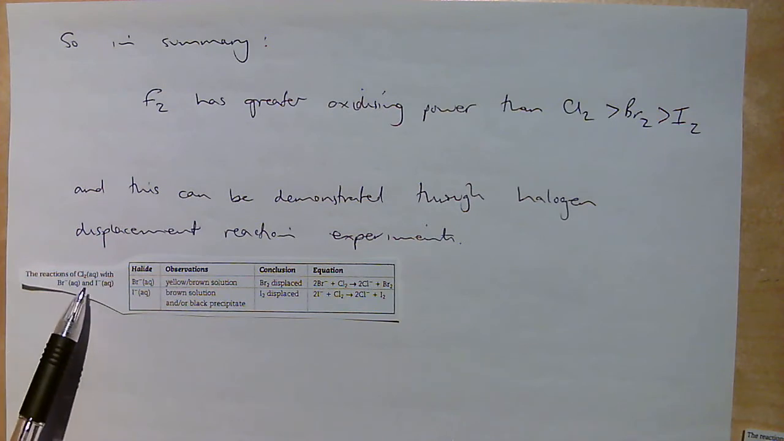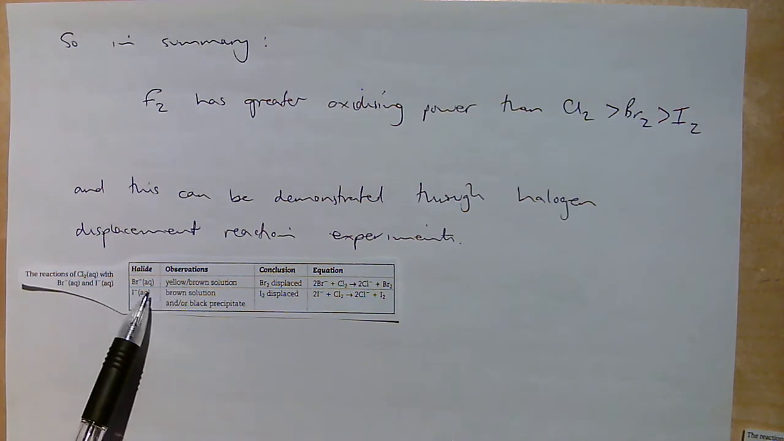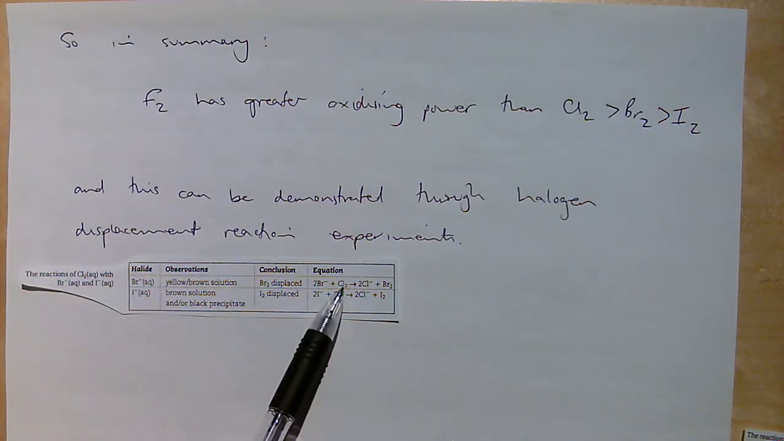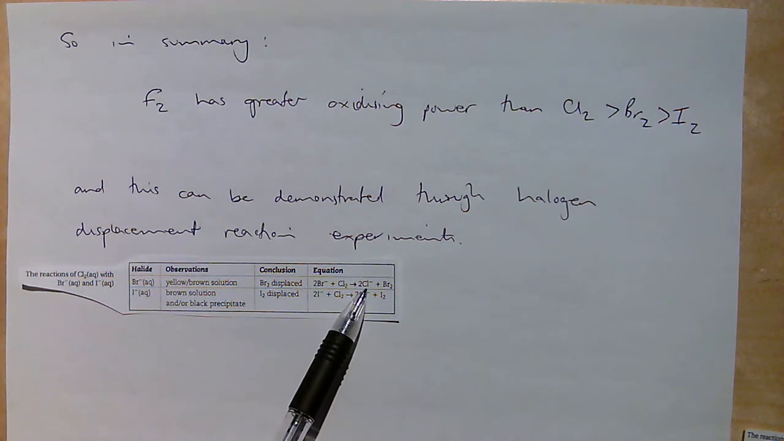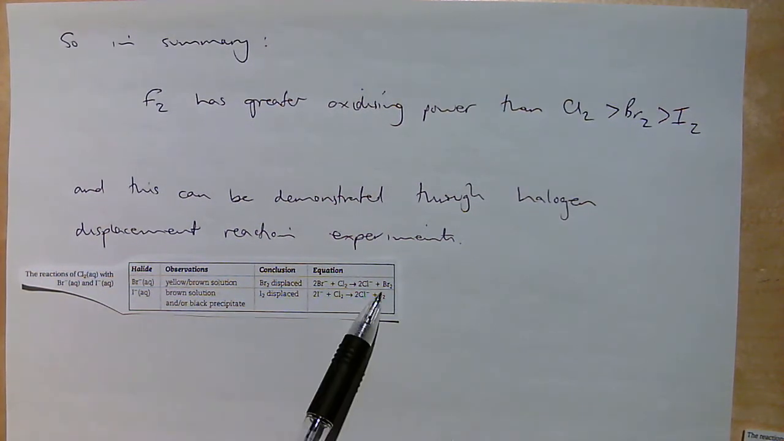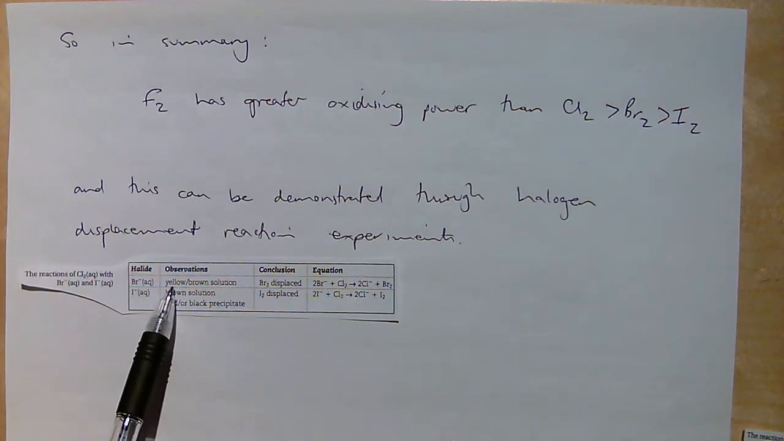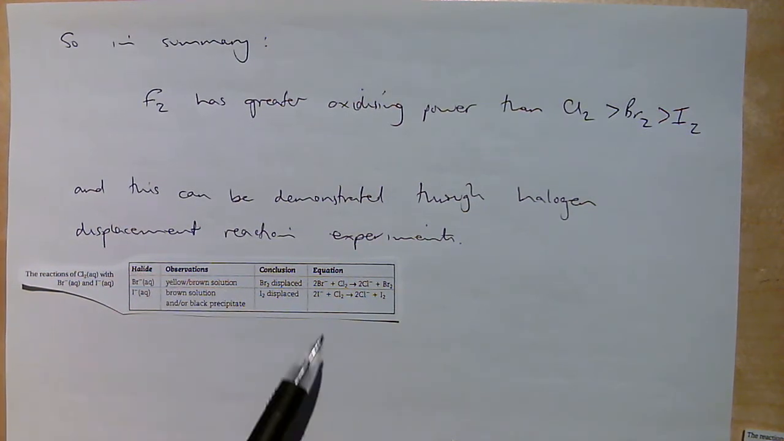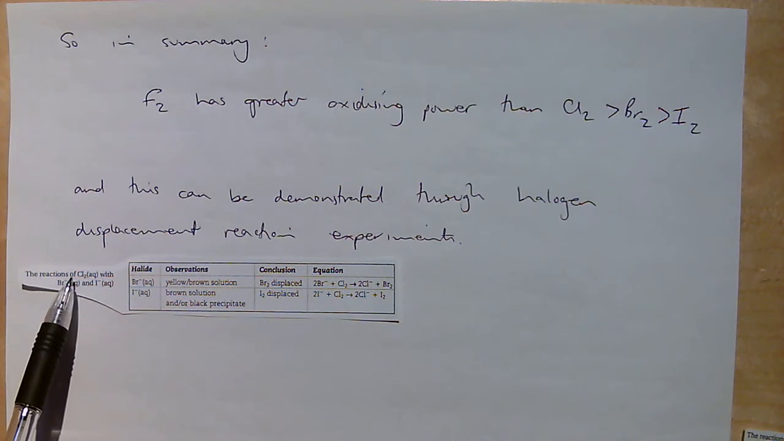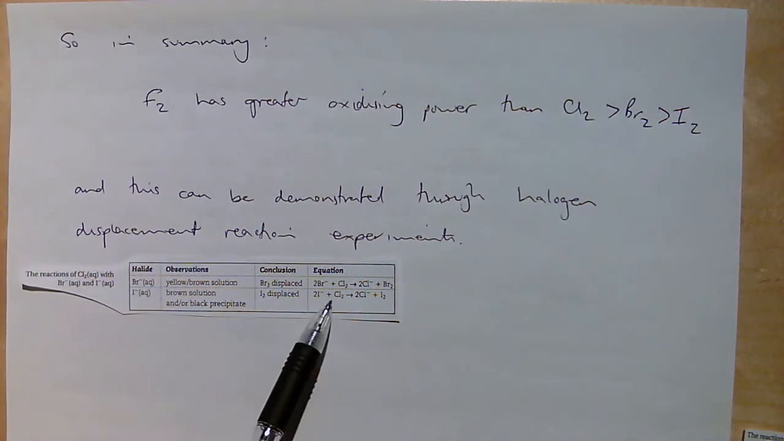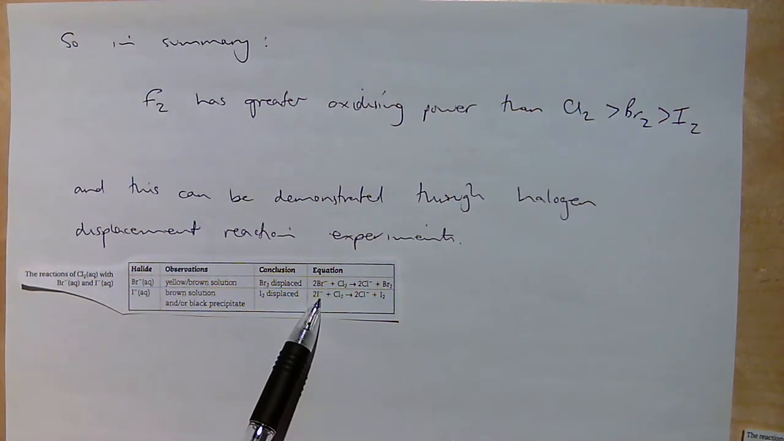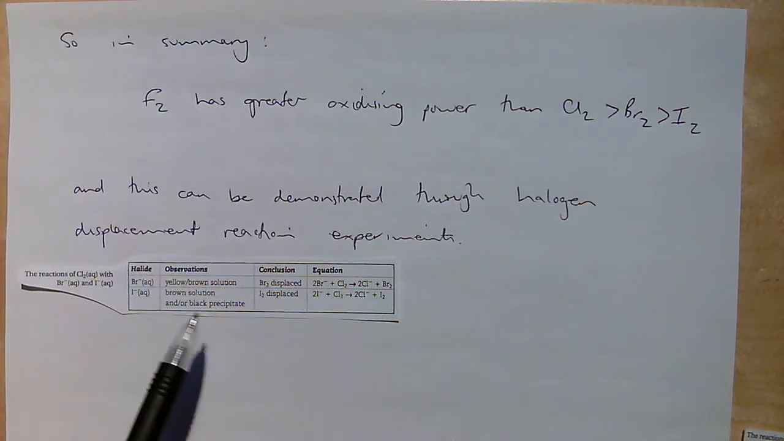So the reactions of Cl2 aqueous with Br- and I- aqueous. Okay, so Cl2 plus Br-, you get Cl- and you get your Br2 produced. The Br2 being produced would cause a yellowy brown solution to be produced. In this next experiment here, Cl2 reacting with I- would result in I2 being produced, which is a brown solution.